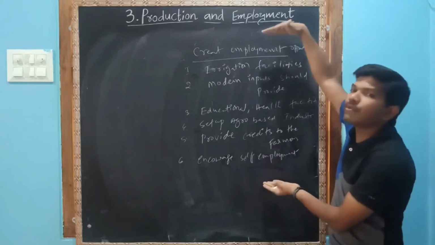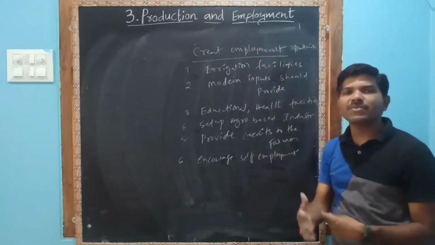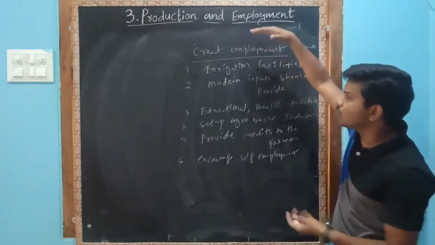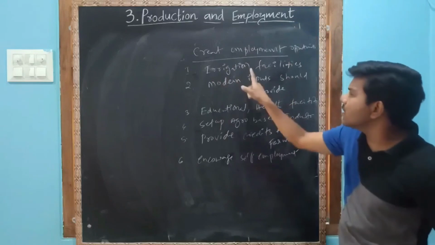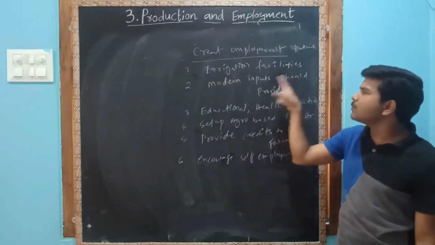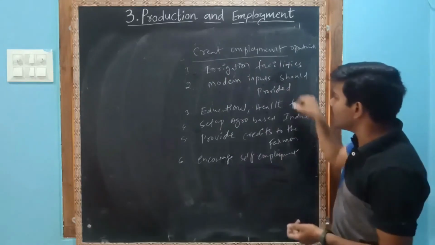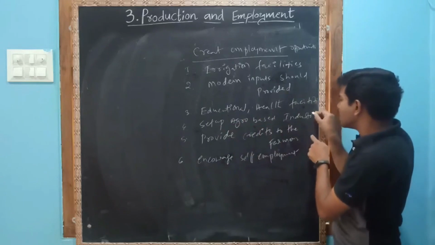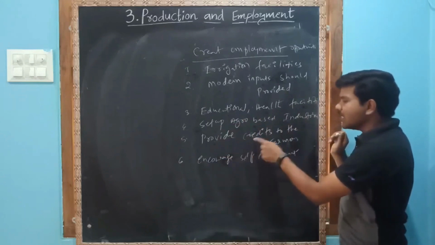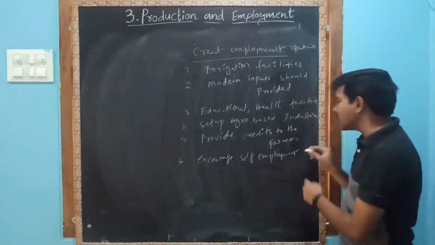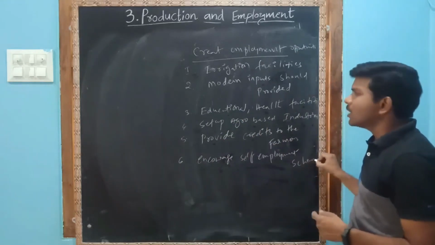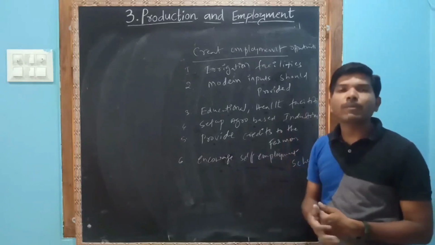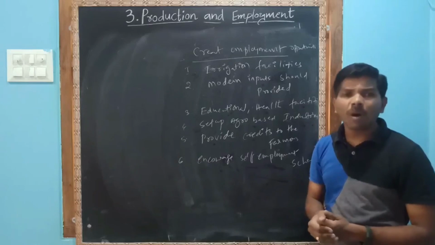So these are the steps we have to take to avoid unemployment and underemployment, so that the government should take steps like these. Irrigation facilities need to be provided, modern inputs should be provided, educational and health facilities need to be provided, set up agro-based industries, provide credits to the farmers, encourage self-employment schemes. If the government provides these, it will be really beneficial to those people who mostly depend upon the unorganized sector.